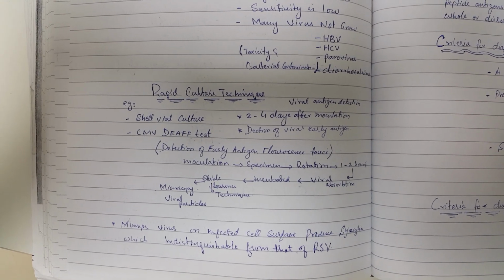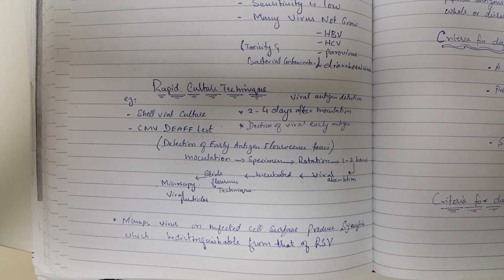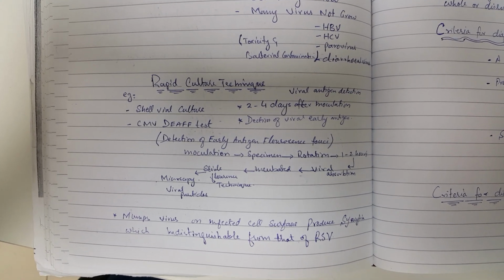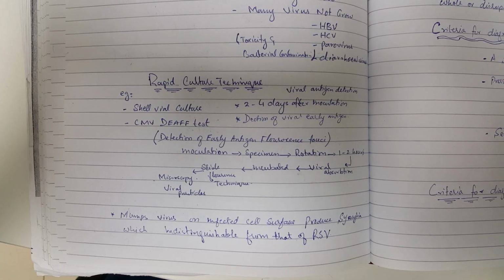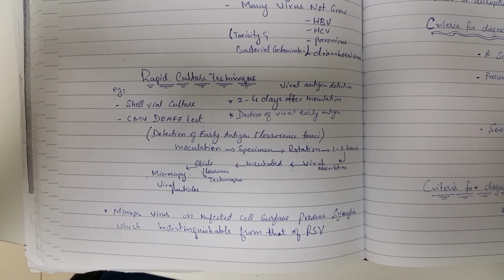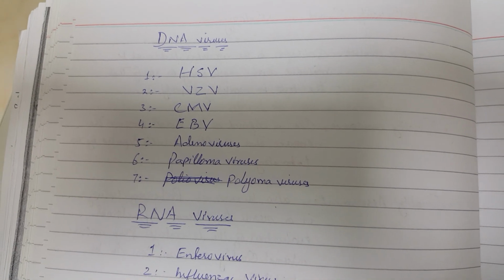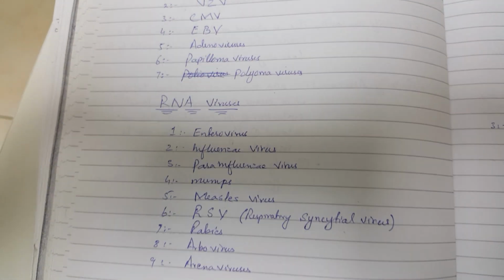The mumps viruses on infected cell surfaces produce syncytia, which are indistinguishable from those of respiratory syncytial viruses. Further, there is an explanation for the DNA viruses and RNA viruses.